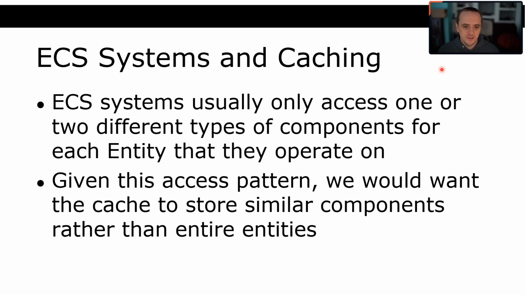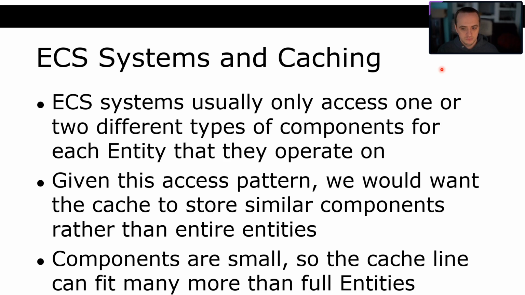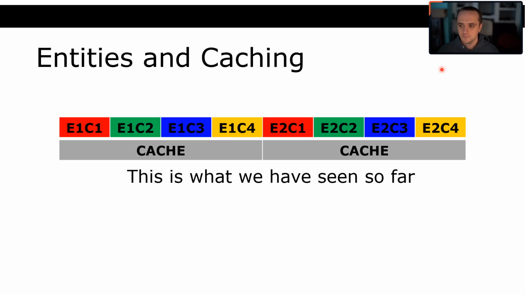And so given this access pattern, what we actually want to do is we would want the cache to store similar components rather than entire entities. Okay? Components are small, so the cache line could fit many more components than it could fit entities. So this is what we've seen so far, right?